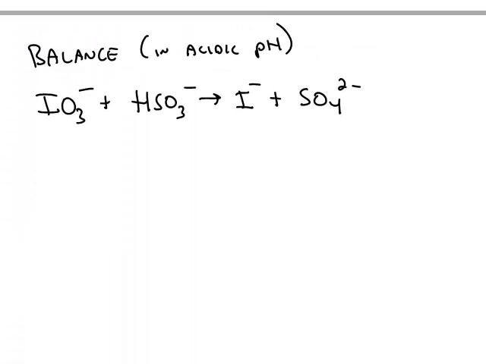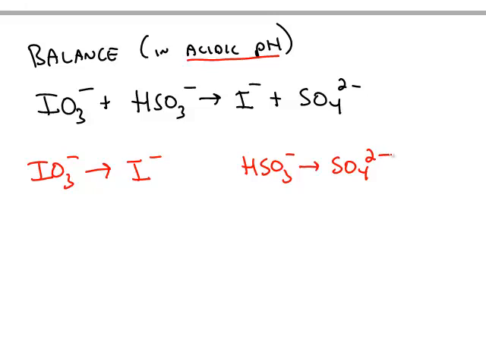So it's a lot easier to see with a specific example. We're going to balance that previous unbalanced reaction, and this reaction happens to take place in acidic pH. So the first thing to figure out is your half reactions. IO3 minus turns into I minus, that's one half reaction. And HSO3 minus turns into SO4 2 minus, that's the other half reaction.